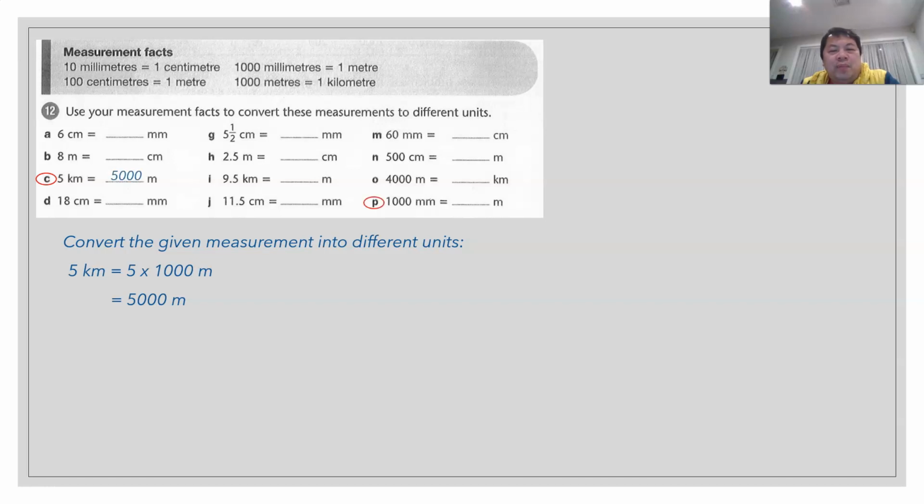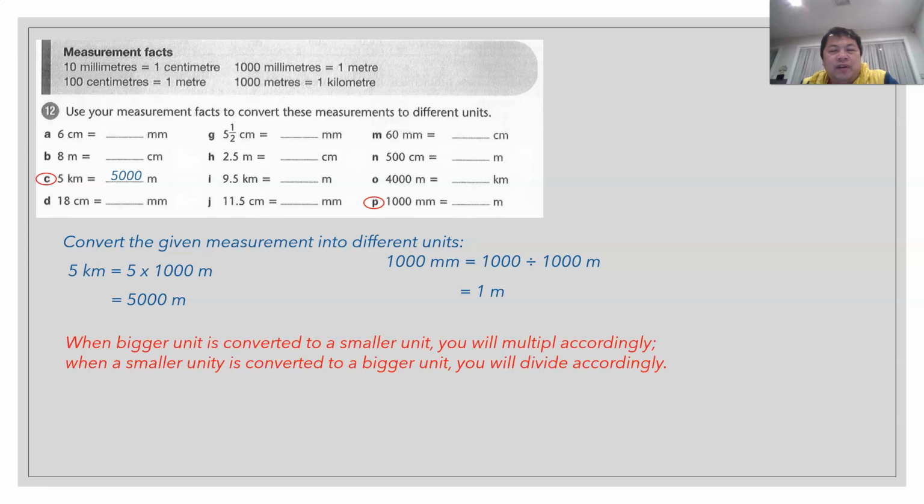So what about P? 1000 millimeters. To convert millimeters to meters, you have to divide by 1000. That's how you get 1 meter. Do the rest on your own. I don't think you will have much issue with that, but take note: whenever you're converting from a bigger unit to a smaller unit, you need to multiply accordingly, and when a smaller unit is converted to a bigger unit, you just need to divide accordingly, based on the conversion.